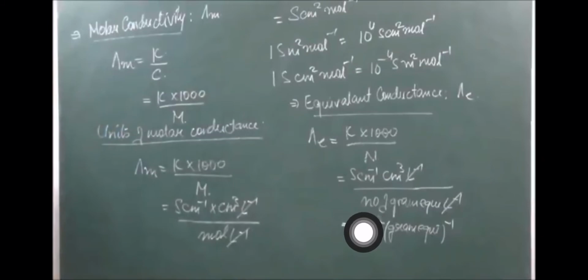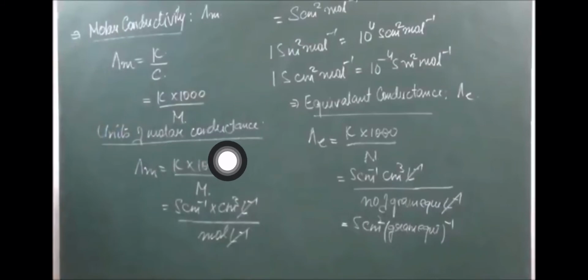Now the unit of normality will be number of gram equivalent. We know that, right? We have been studying this since 11th standard. So the unit of normality is number of gram equivalent per liter. Again I am repeating, number of gram equivalent per liter. So over here liter and liter will cancel, and here -1 plus 3 will become centimeter square again. So the unit we get for equivalent conductance or lambda c is siemens centimeter square per gram equivalent.